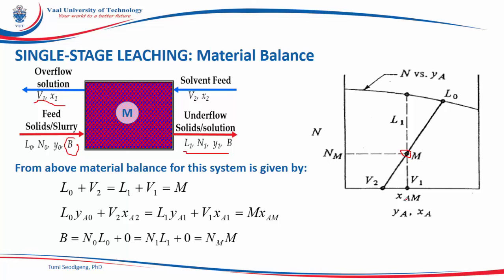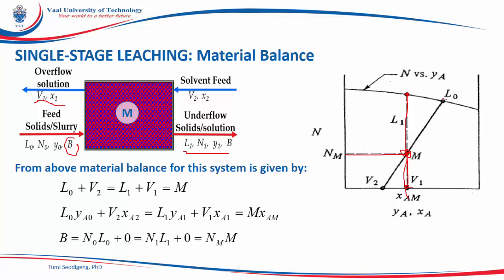If you find the coordinates for XA and NM, they will position your point M on the N versus X axis. Using the lever arm rule, we know that L1, M, and V1 lie on a straight line because M separates to form L1 and V1. Using the mixing rule, you know that those 3 points will be connected by a straight line.